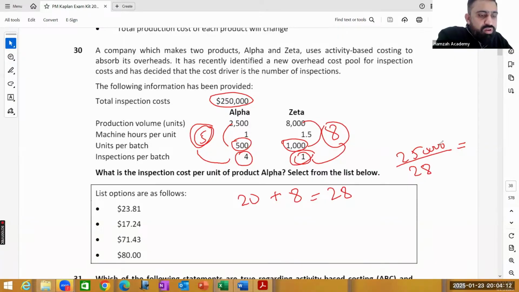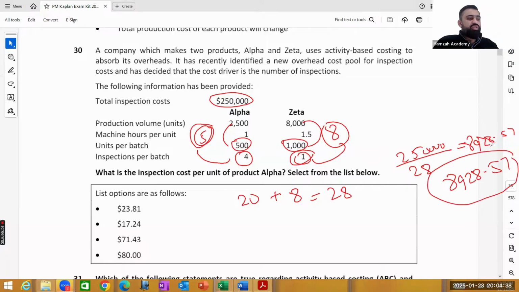2,50,000 divided by 28. If you calculate this, it will be 8928.57. 8928.57 is the per inspection cost, that's 8929 approximately.